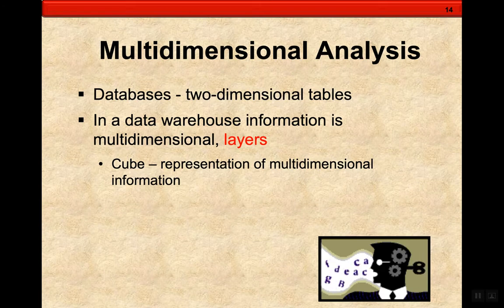In a data warehouse, information is what we call multi-dimensional. All right, so there are different combinations, with different layers structured in a different way, actually in the form of a cube. You'll hear the term data cubes, which is a whole different way of storing data than a relational database.